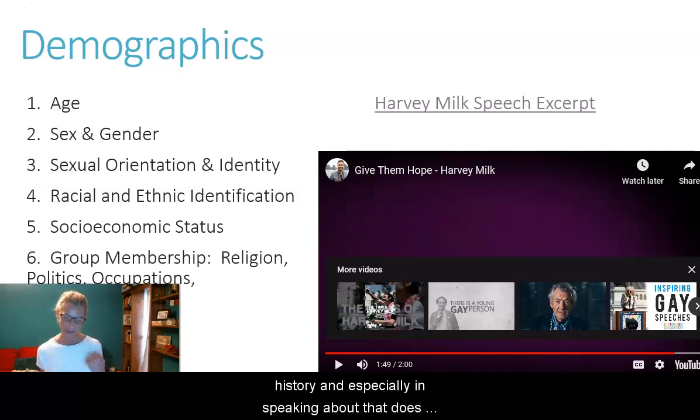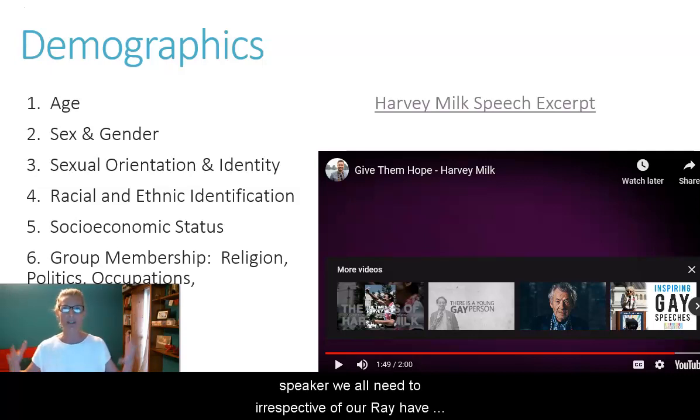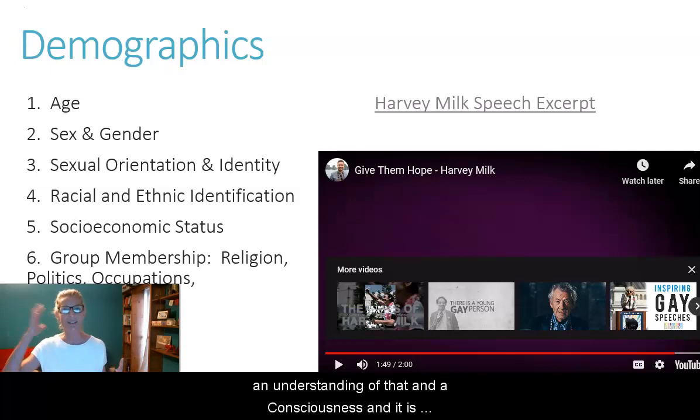History. And especially in speaking about a topic that does evoke some type of racial differences, you have to have a historical consciousness and an understanding of the history of this country, because there have been well-documented examples of violence toward people of color in the United States. Well documented. And as a speaker, we all need to, irrespective of our race, have an understanding of that.